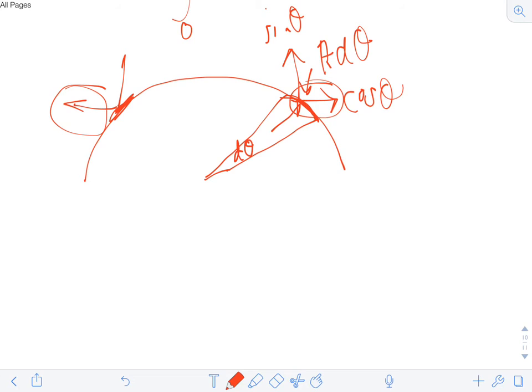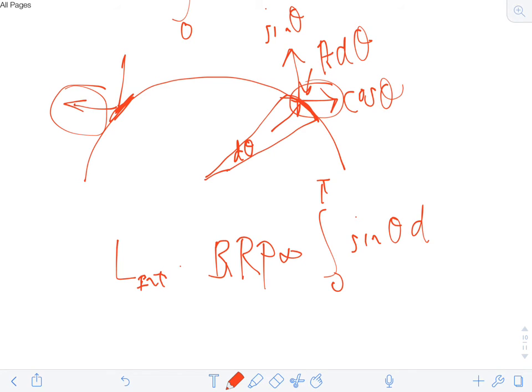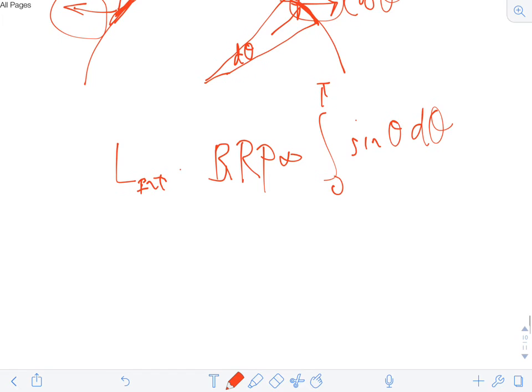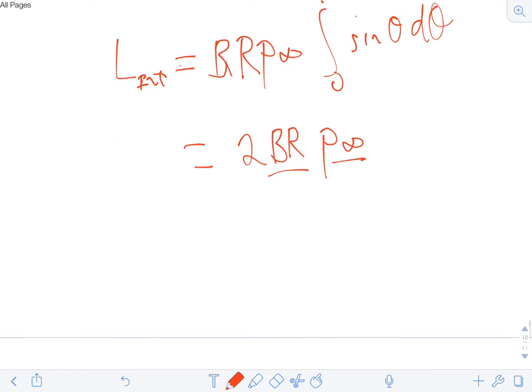We're going to compute this lift from the interior. Again, it's B. I'm going to pull the R, oops, that's supposed to be B. Pull R out. I'm going to pull P infinity out, and I'm going to leave only the integral from 0 to pi of sine theta d theta, which is equal to 2. So we get 2 B R P infinity. Are the units correct? Yes, we have pressure times an area. That's a force. Good.